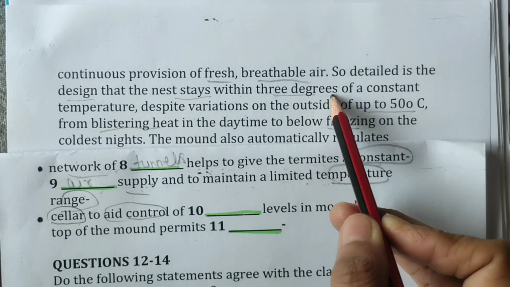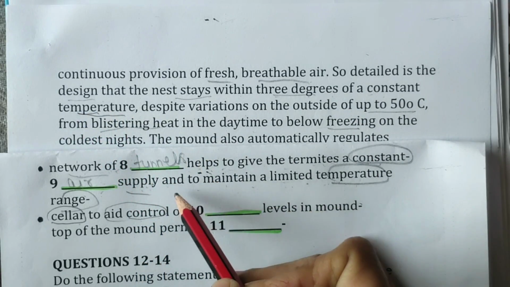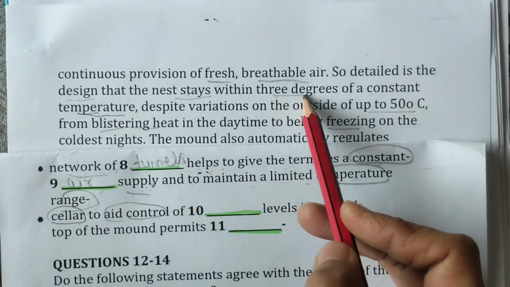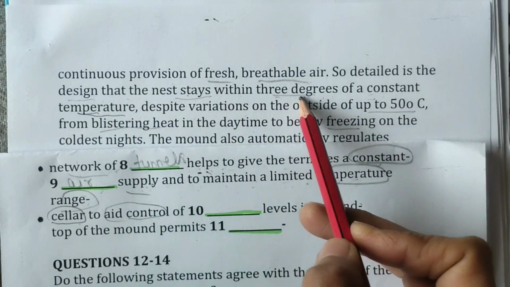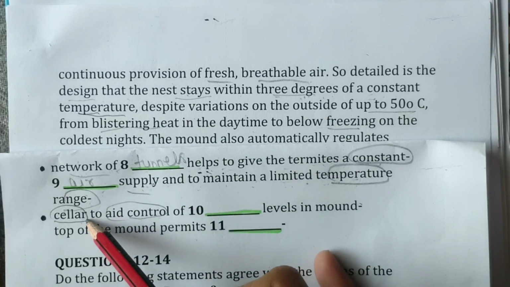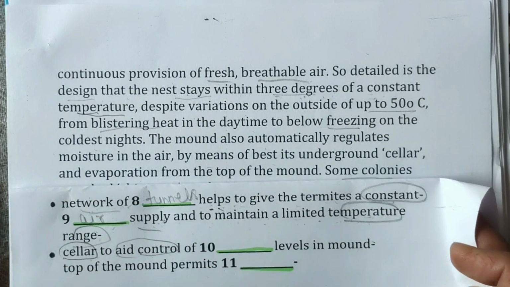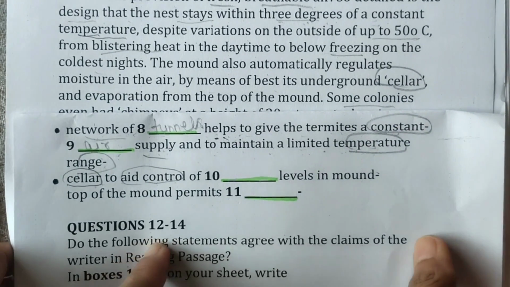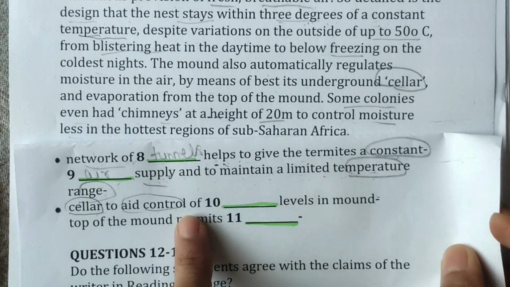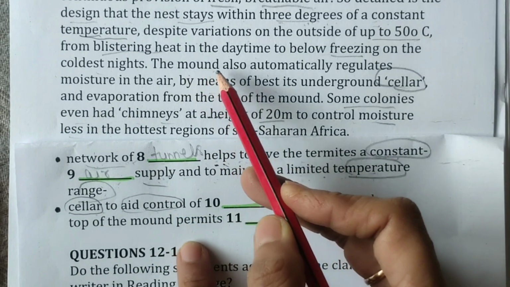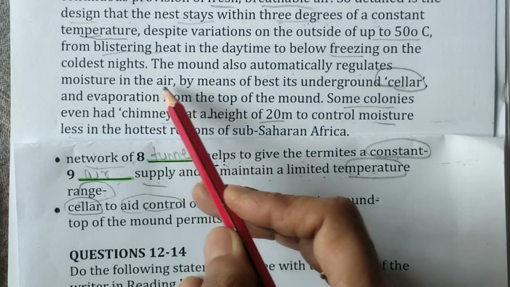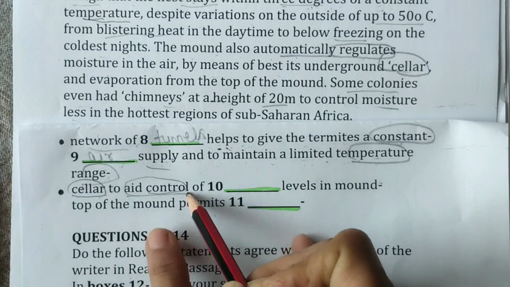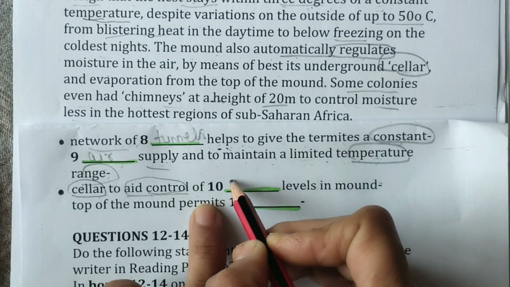So temperature, within 3 degrees of a constant temperature, the word is also there. So it means we were right. And to maintain a limited temperature range, nest stays within 3 degrees of a constant temperature, means limited range of temperature. So cellar to aid control, cellar is here. See this, cellar is here. And what is to aid control of, what are they controlling? Let's read it from here. The mound also automatically regulates moisture in the air. Regulate means to control, to aid control of moisture.